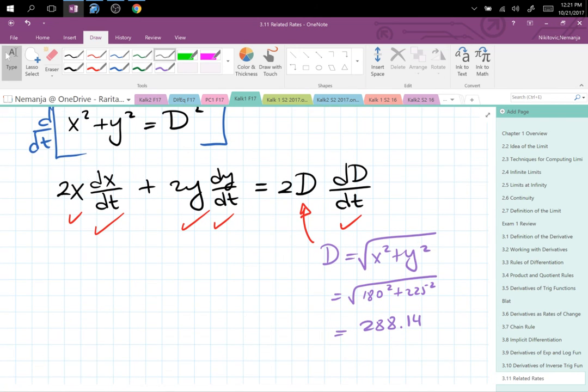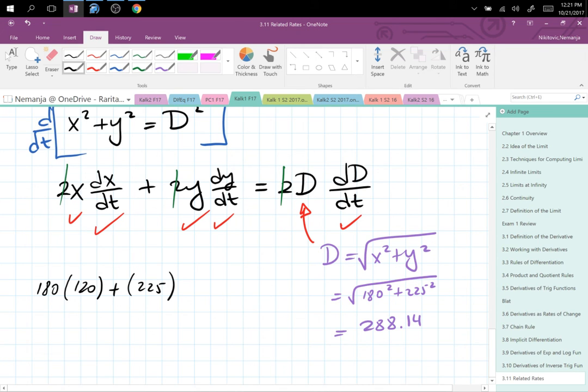And now, first of all, I don't know if you see this, but all of these 2's die. And if you divide the entire equation by 2, they're all gone. All right, so now what's the value of x? 180. What's the value of dx dt? 120. Plus, what's the value of y? What's the value of dy dt? Equals 288.14 times dD dt. And you see dD dt is the thing that we're looking for. So, not a problem. dD dt is equal to, you compute all of these.